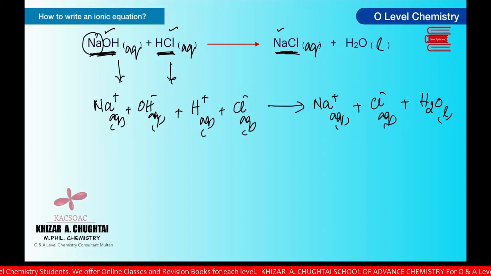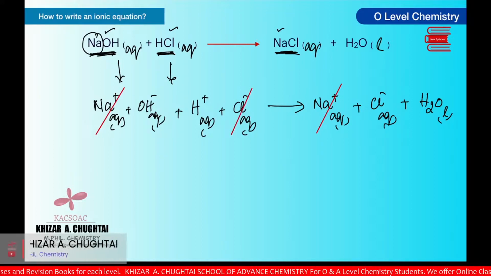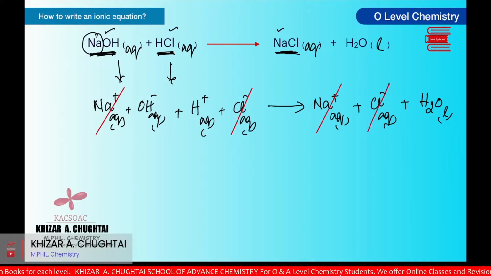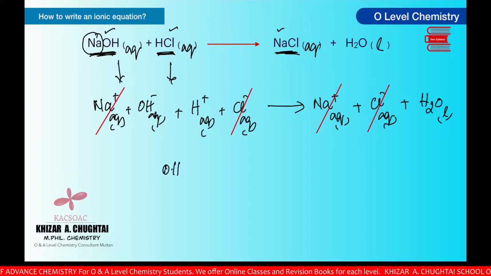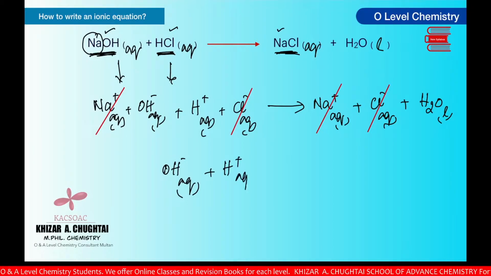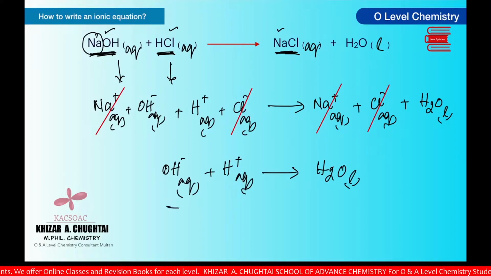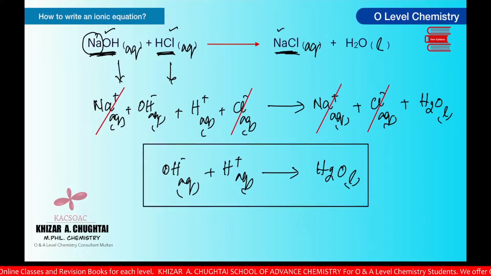Now you can see that the sodium ion is a spectator ion, and the Cl- ion is also present on both sides, the right-hand side and the left-hand side. It is also a spectator ion. So by the removal of the spectator ions, we get the final equation: OH- ion aqueous plus H+ ion aqueous goes to H2O liquid. This is the final equation, which is said to be the ionic equation for an acid-alkali reaction.